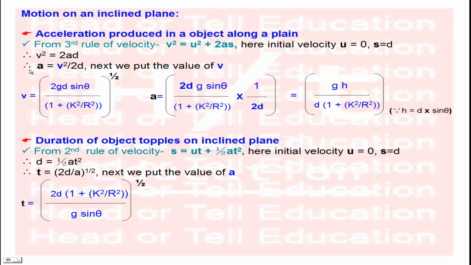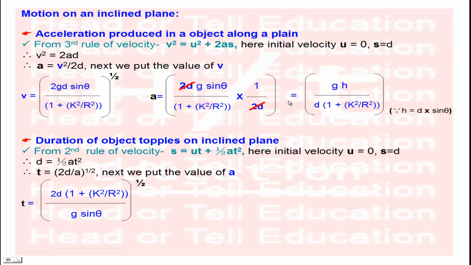Now a equals v square divided by 2d. Next we put in the value of v. So after putting the value of v, a equals 2g d sine theta upon 1 plus k square by r square, multiplied by 1 upon 2d. So 2d and 2d cancel out. After that we have g sine theta divided by 1 plus k square by r square, and this is the acceleration.